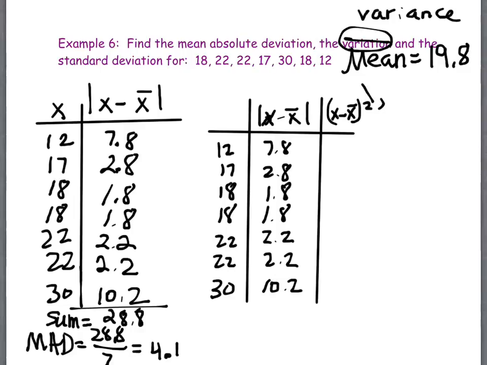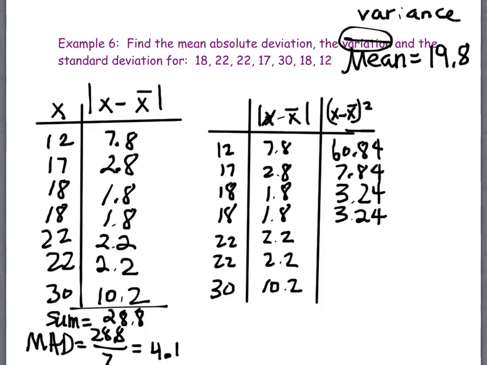All right, so we're going to square each of these values. We're going to take 7.8 and square it, 2.8 and square it, all the way down. So what do you get when you do 7.8 squared? 60.84. Did I write that right, Morgan? Yes. Okay. What is 2.8 squared? 7.84. 1.8 squared? 3.24, and we've got two of those.